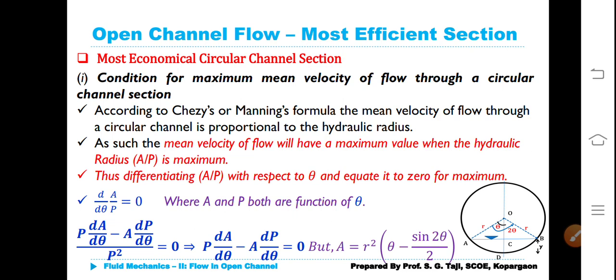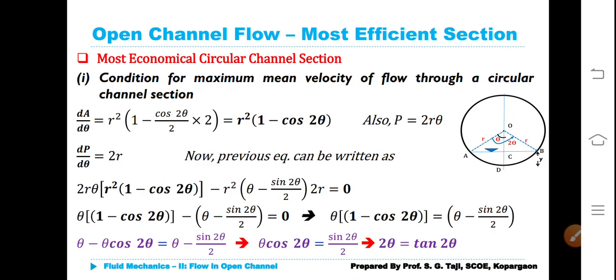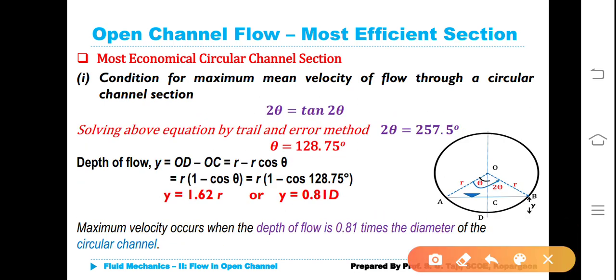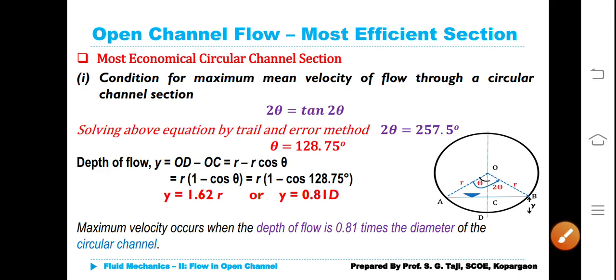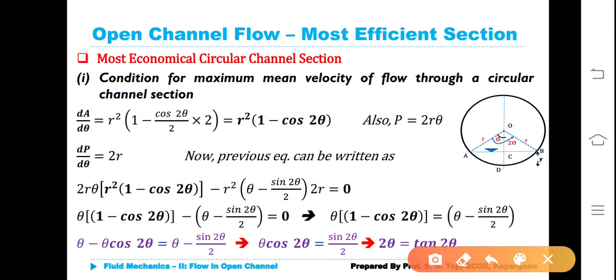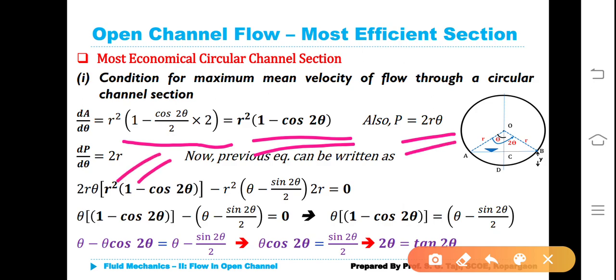Just now in the last slide we have arrived at dA by d theta is equal to r squared multiplied by 1 minus cos 2 theta by 2 multiplied by 2, that is equal to r squared multiplied by 1 minus cos 2 theta. Also, we know that P is equal to 2r theta. Therefore, dP by d theta is equal to 2r.